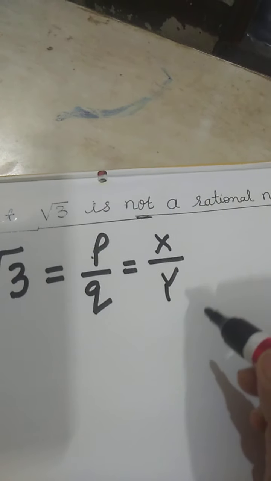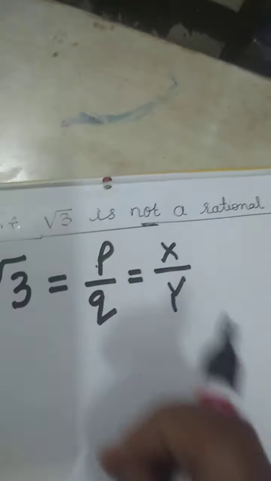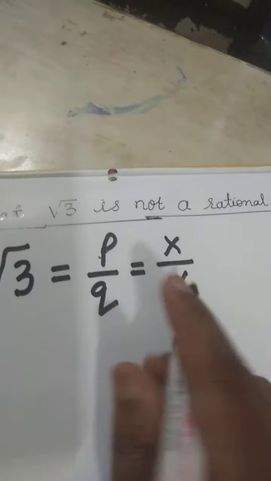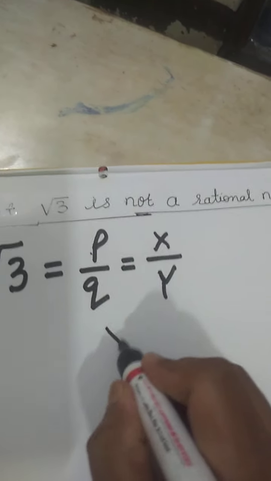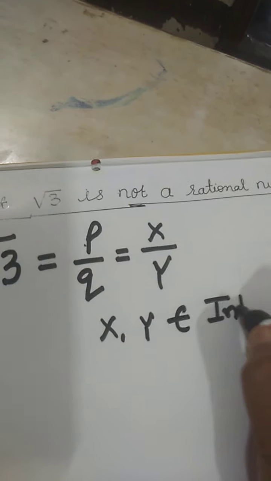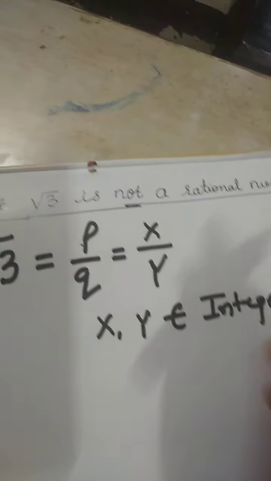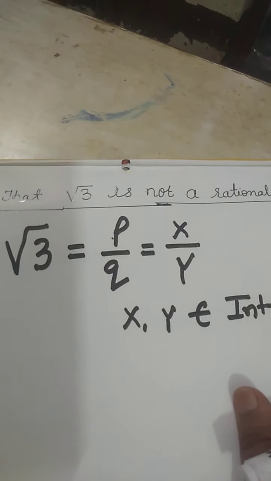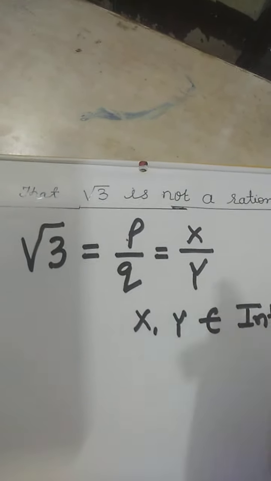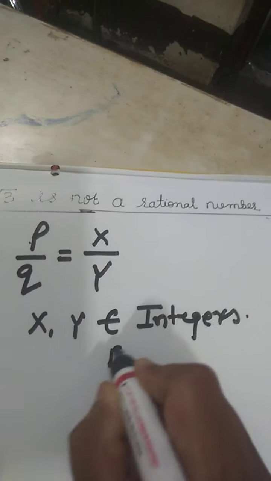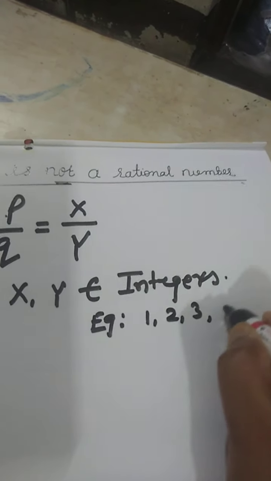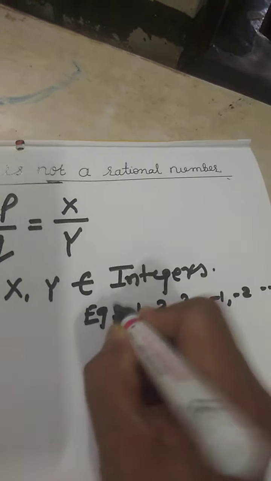It's easy. You may have some dilemma about P and Q. What is P, what is Q? X and Y, two variables. But these two variables are integers. X and Y belong to integers. So what does integer mean? The main point is here only. For example, integers are 1, 2, 3 or -1, -2 and so on.